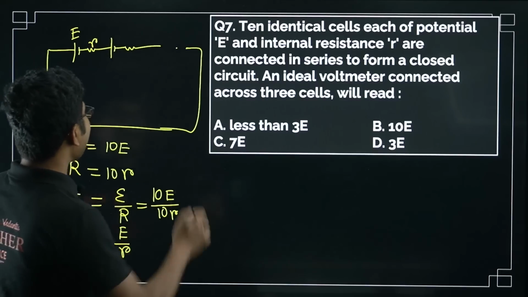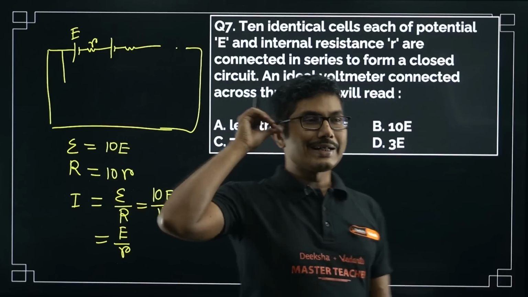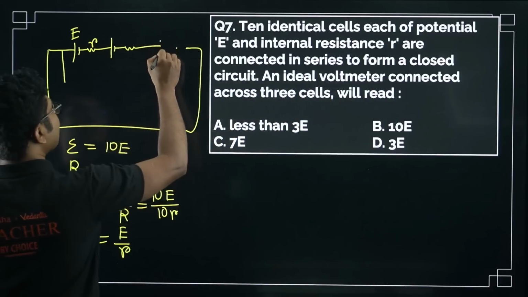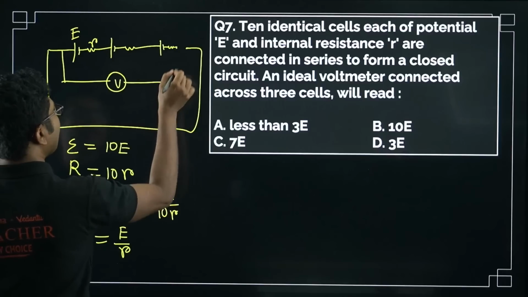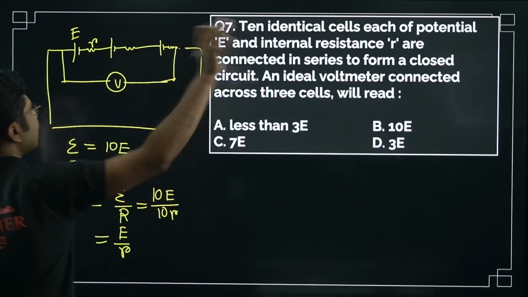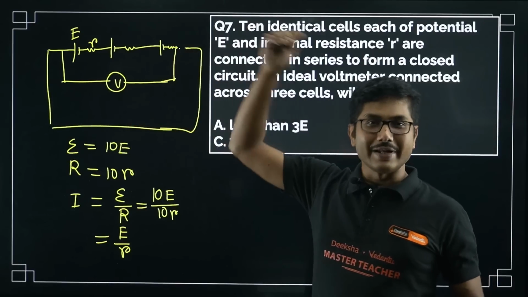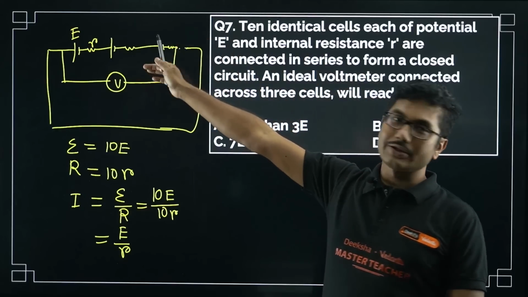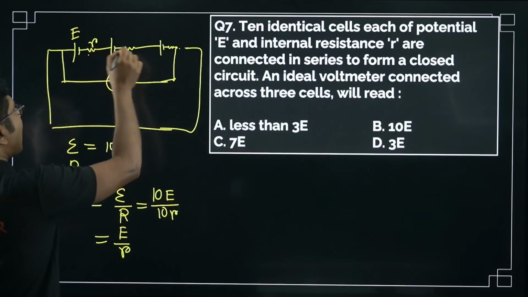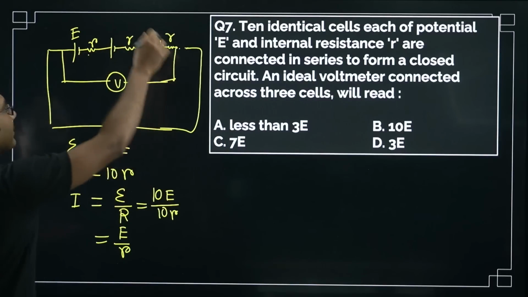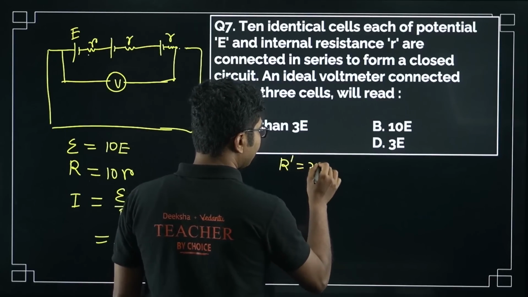Now it is said that you have taken an ideal voltmeter and connected it across 3 cells. There are other cells as well. So what is the reading of this voltmeter? This is a very easy question. You can easily answer it logically, but I feel that you should know the mathematics as well. So what is the resistance covered in this part of the circuit? The total resistance of this part is 3r.